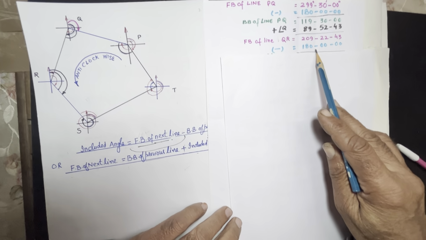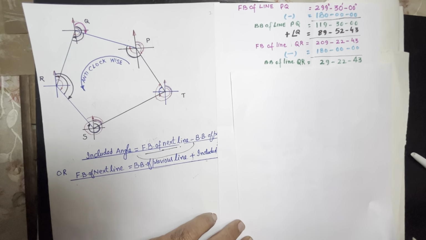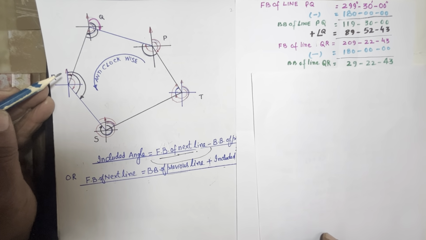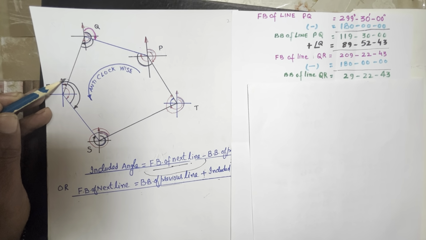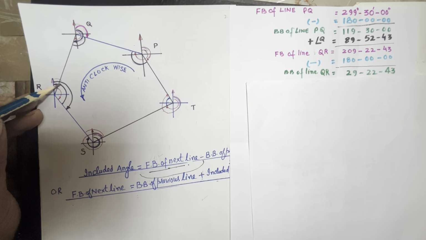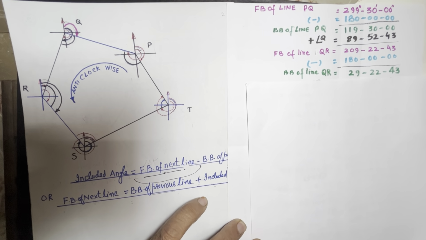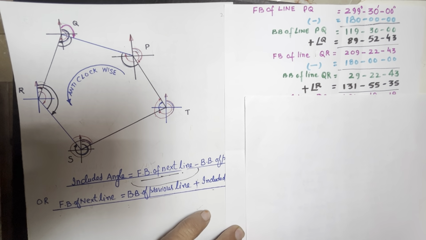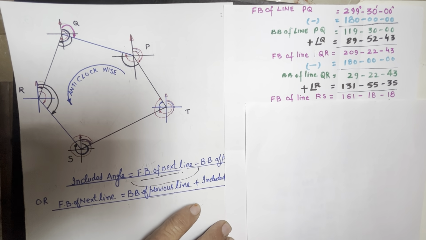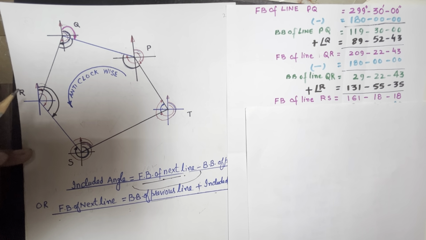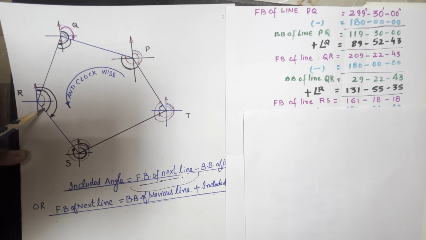So after deducting, this will give me the back bearing of line QR. This is the back bearing of line QR, 29 degrees 22 minutes and 43 seconds. Again, you add this angle. This angle is the angle R. After adding this angle, we get 131 degrees 55 minutes and 35 seconds. This will give me the fore bearing of line RS. Here you can see this is the fore bearing of line RS.